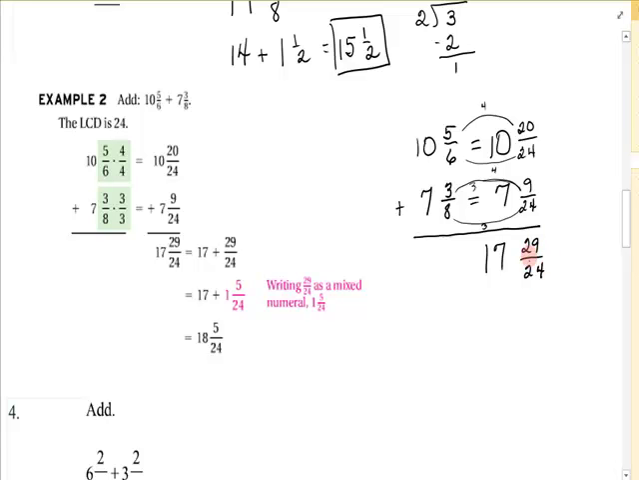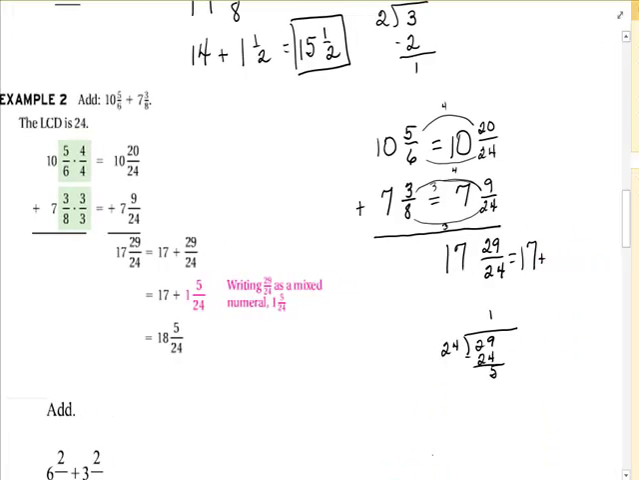The fraction part is improper. I can't have a mixed number with an improper piece. So I will divide 24 into 29. It goes one time. Multiply, 24, subtract, 5. That's my remainder. So this is 17 plus 1 and 5 24ths. There's the 1, there's 5 over 24, and that's what the fraction is equal to.